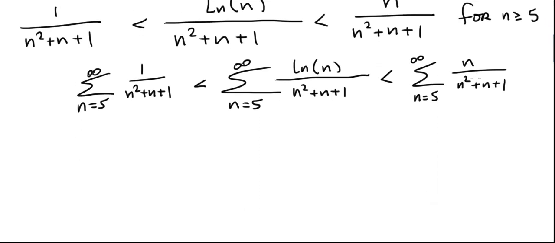Let's start with the series on the right. In the series on the right, the highest power of n in the denominator is 2 and in the numerator is 1. We'll use limit comparison test to compare the series with the modified harmonic series, summation from 5 to infinity of 1 over n. Since this series diverges, so does the series on the right.